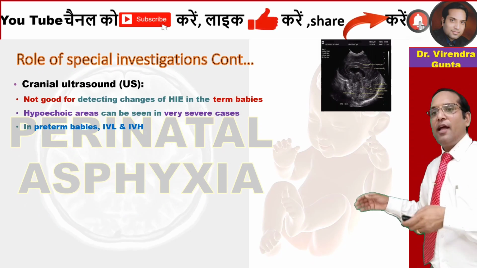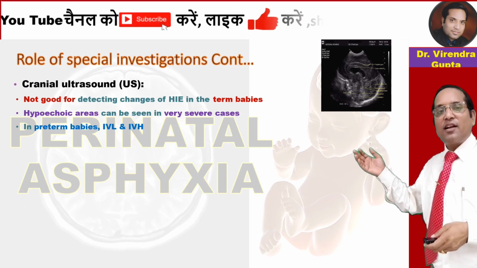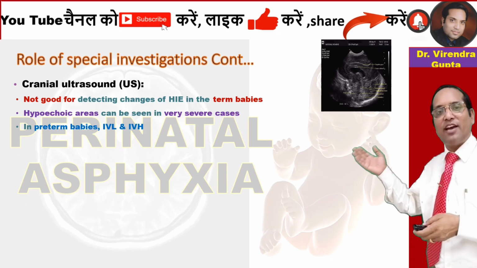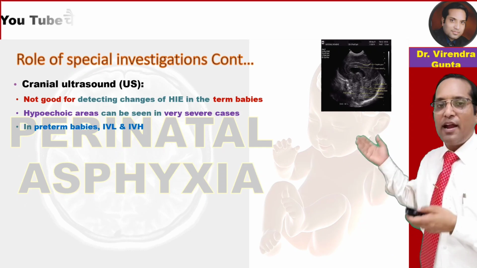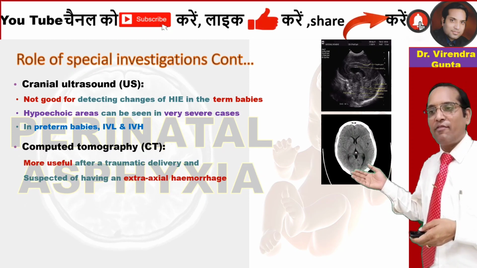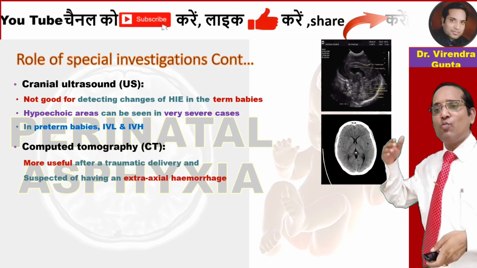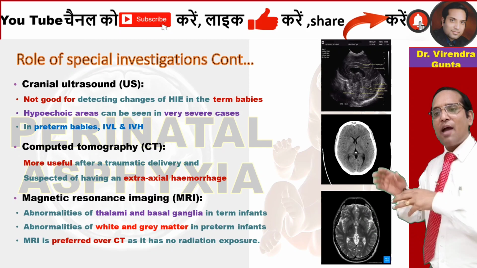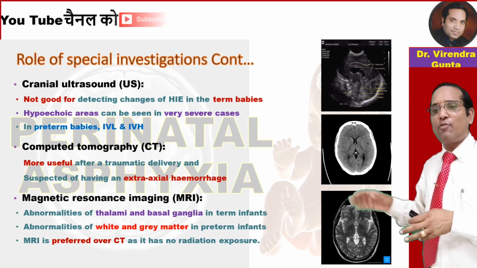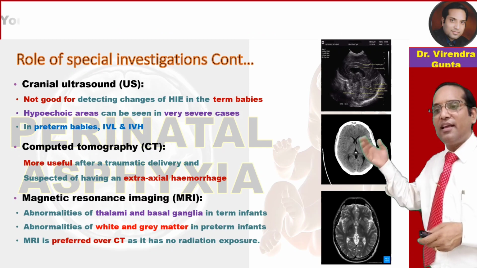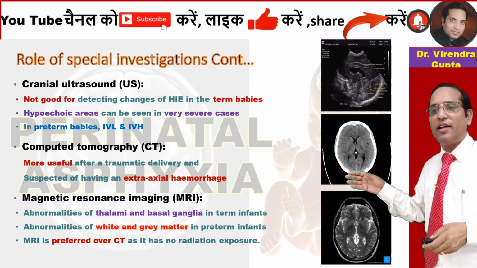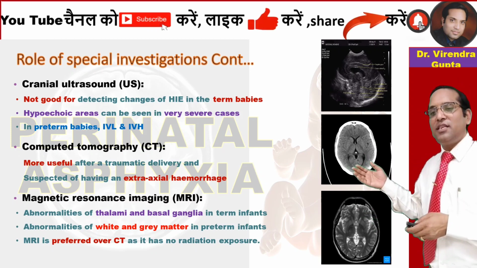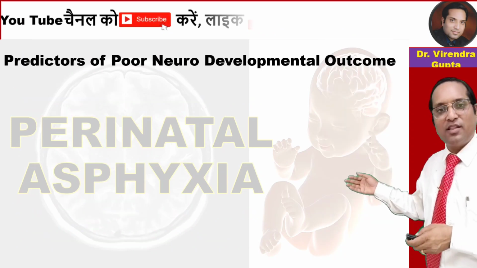In ultrasound, cranial ultrasound is not good for detecting HIE in term babies, while a hypoechoic area can be seen in very severe cases, and preterm babies may have periventricular leukomalacia and intraventricular hemorrhage. CT scan is more useful after a traumatic delivery and when extra-axial hemorrhage is suspected, while MRI is done for abnormalities of the thalami and basal ganglia in term infants, and in preterm infants if there are abnormalities of the white and gray matter. And MRI is preferred over CT as there is no radiation exposure in MRI.